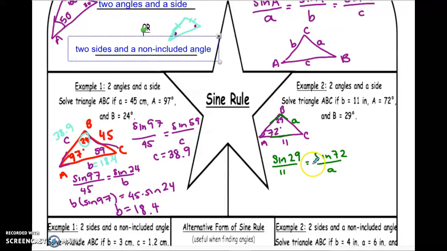All right. So I would like you guys to go ahead and pause the video and just solve this one on your own, and then hit play when you're finished with it, because I want to go through the examples at the bottom of the page also.